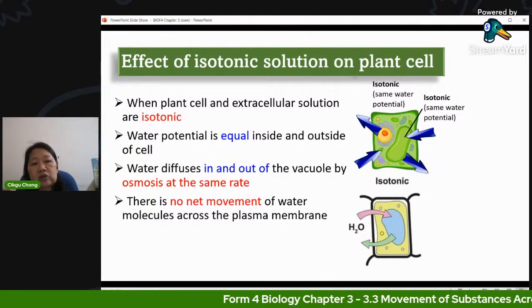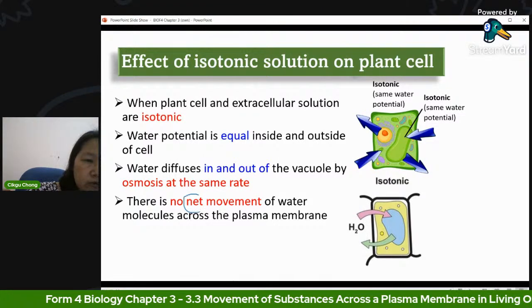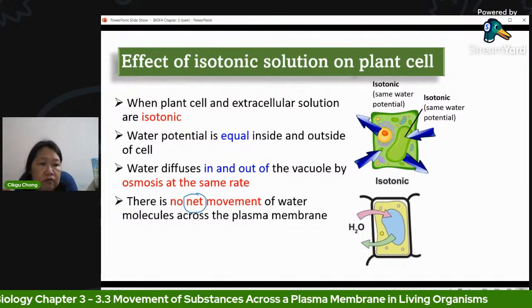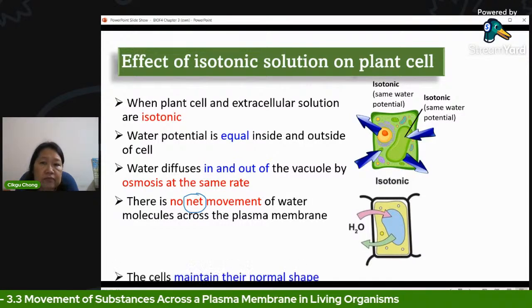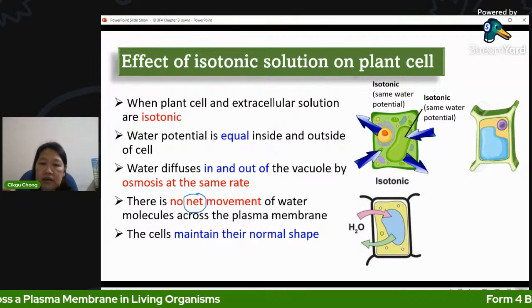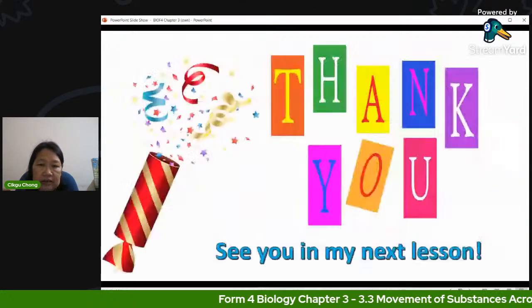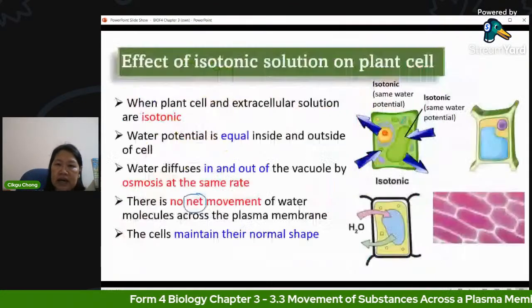Showing you, there's no net movement. Again, I stress the word net, yeah? You cannot say no movement. No net movement of water molecules across the plasma membrane. And cells maintain their normal shape. So you draw the cell like this, and the cell looks like this. Okay. So this is the end of my lesson.